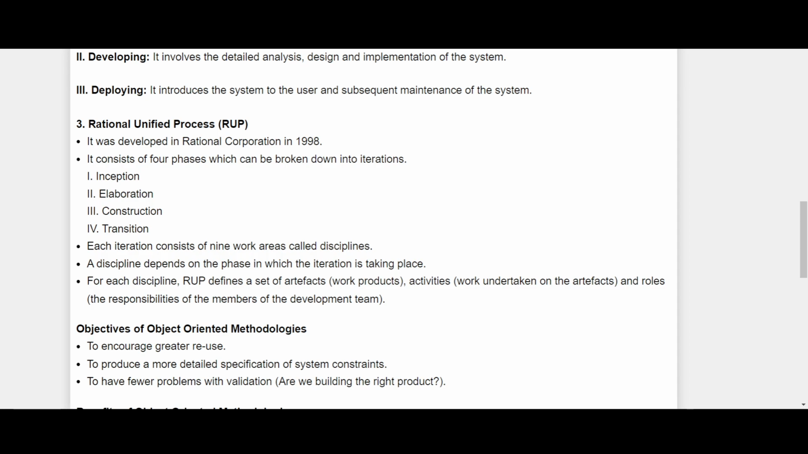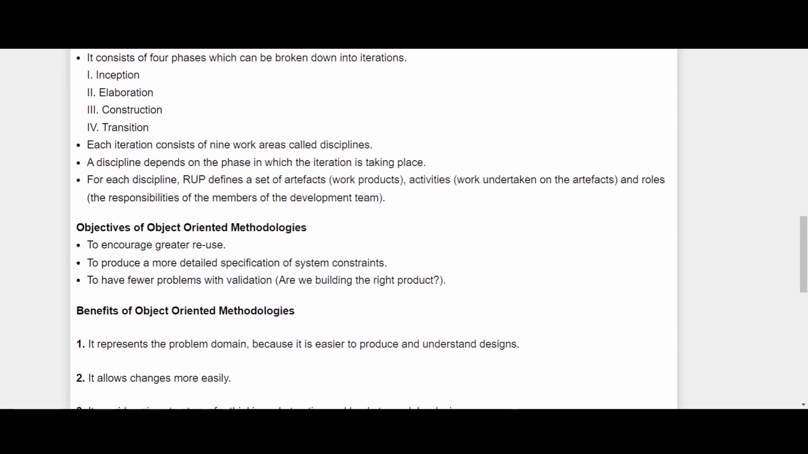So, the objectives of object-oriented methodologies. What are its objectives? It encourages greater reuse. It produces a more detailed specification of system constraints. It has fewer problems with validation: are we building the right product?